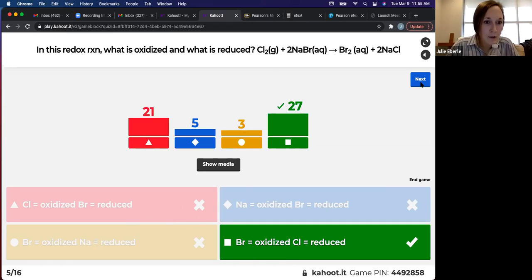Haley says, so gaining or losing is in electrons. So OIL RIG. Oxidation is the loss of electrons. When you lose electrons, you're giving away negative charge, so your charge increases. If you're gaining electrons, your charge is decreasing. Does that help, Haley? Okay.